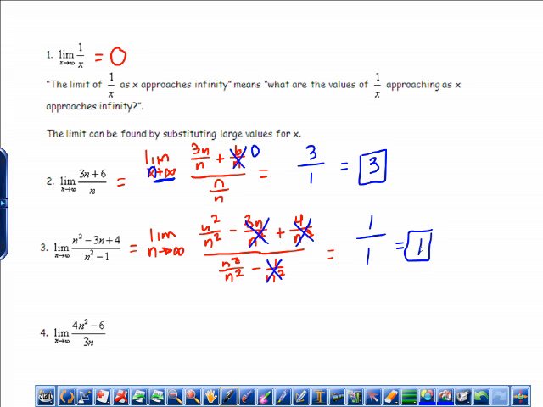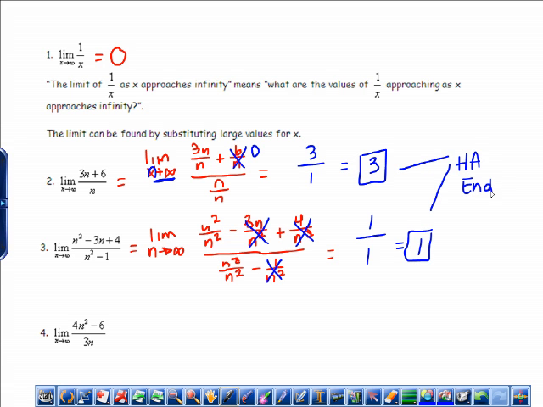Now, I want to take just a minute, and let's talk about the similarities of these with rationals. Both 2 and 3 had a numerator and denominator that originally had the same degree. How would you have found the horizontal asymptote? You would have done leading coefficient divided by leading coefficient. And that's what this limit ended up being. Limits in end behavior, very similar. Okay, this is like horizontal asymptote.